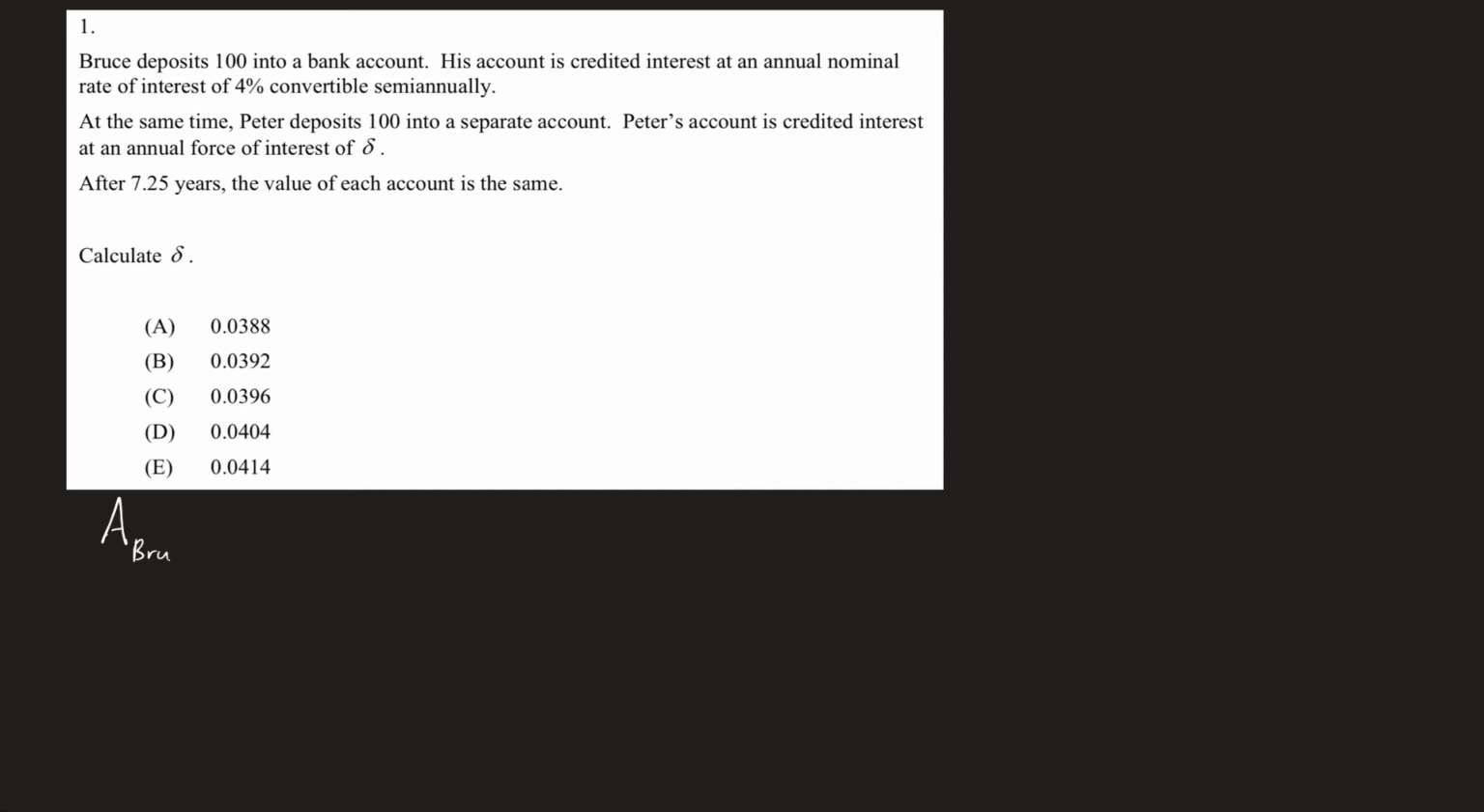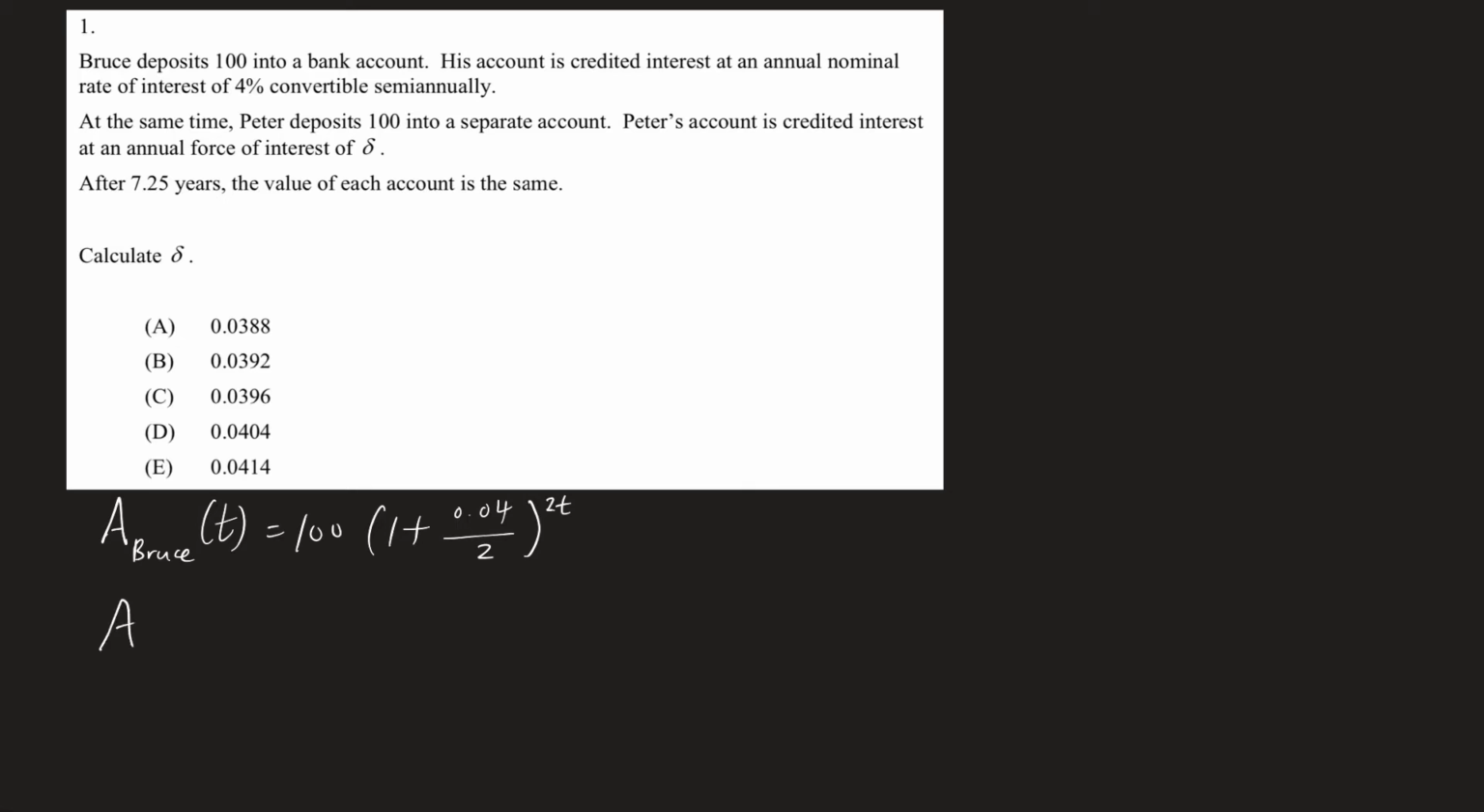Amount for Bruce at the end of year t here would be 100 times 1 plus 0.04 over 2, raised to the power 2t, since it's convertible semi-annually. This is what I get. And I'll write a similar function for Peter.